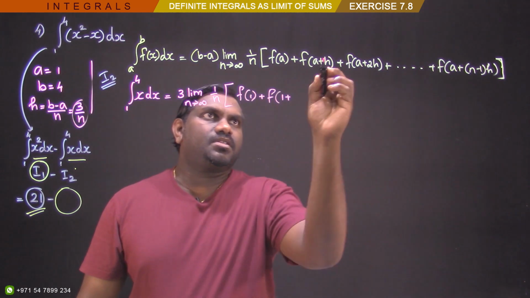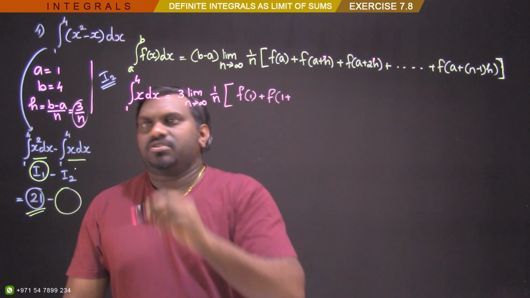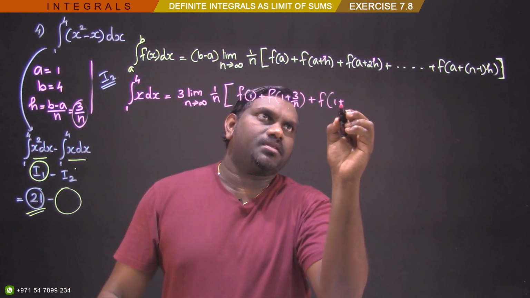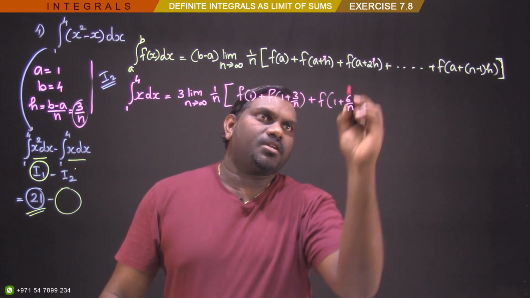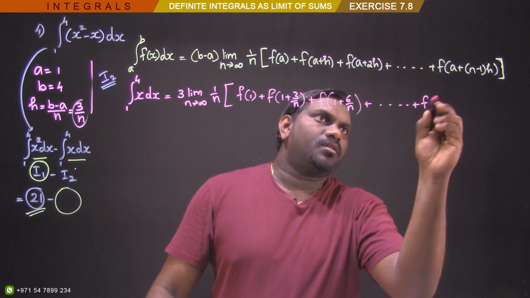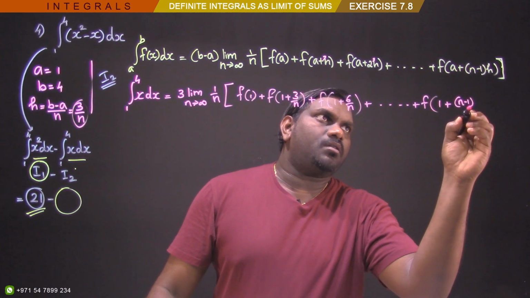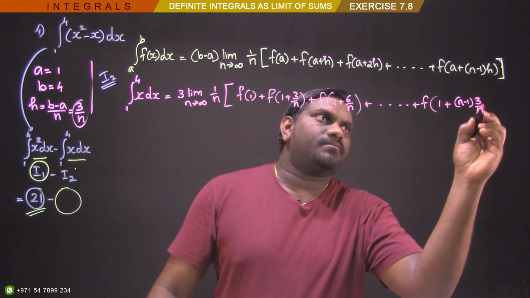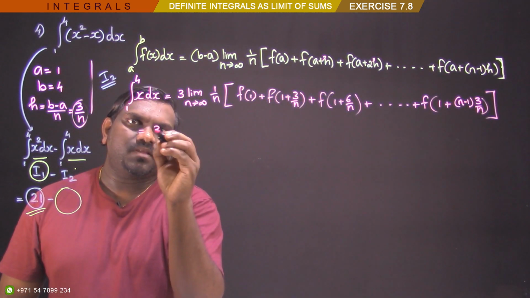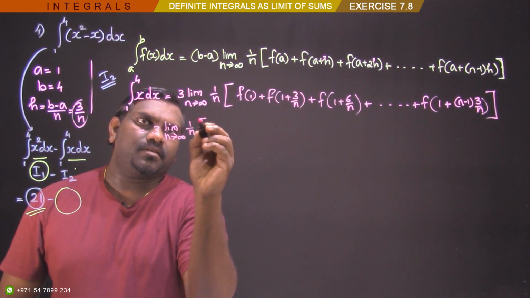the h. What is h? All these ones are h. What is h? 3 by n. It's gonna be f of 1 plus 3 by n, plus f of 1 plus 6 by n, because I just multiply with the 2, and thus it will be f of 1 plus n minus 1 h, that is 3 by n. That's it, right, dear? Okay, that is equal to 3 limit n tending to infinity 1 by n.